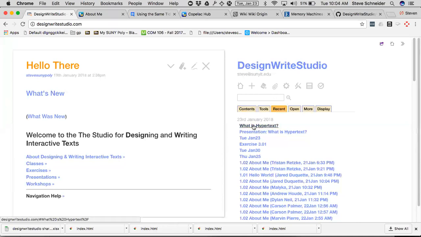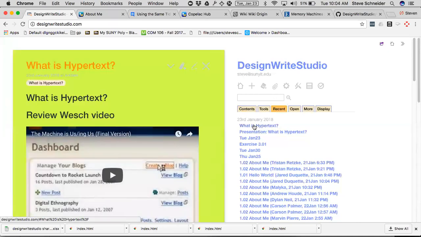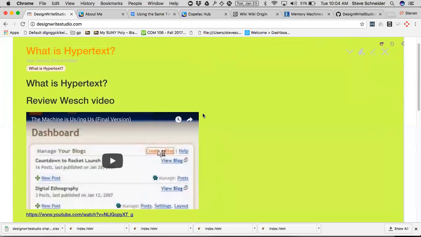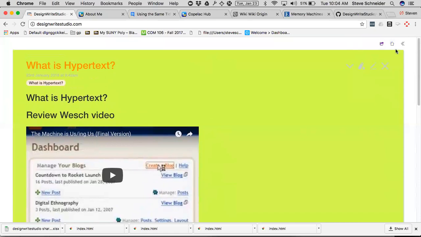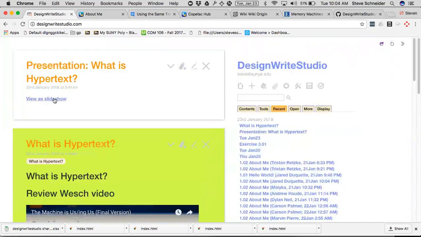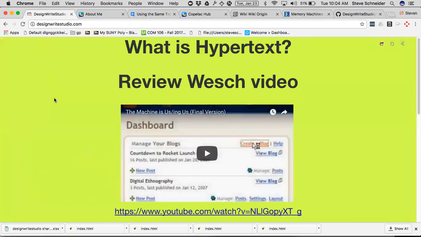We're working with this thing called Hypertext. That's supposed to be in a slightly different format. There we go. View as a slideshow.